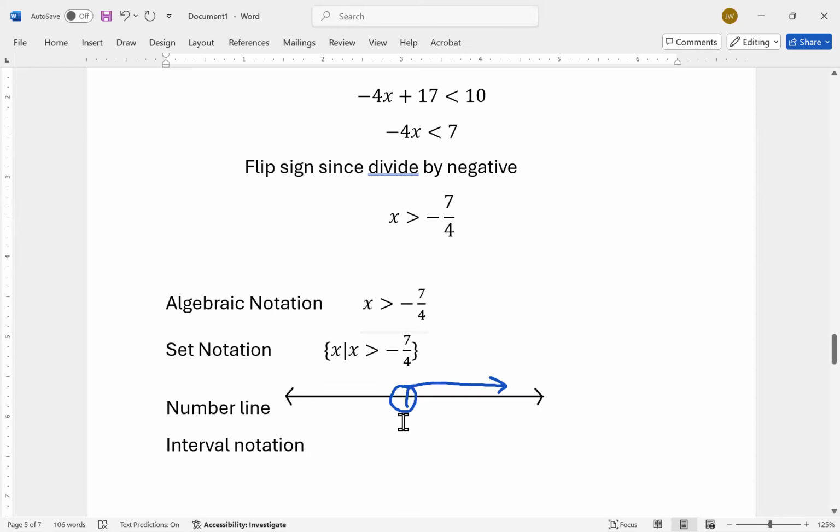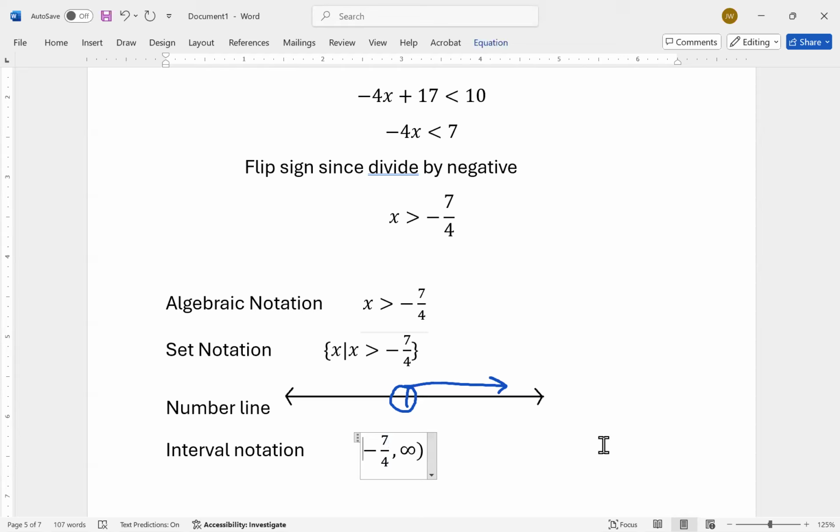I didn't write down the number -7/4, but it's right there. And then with the interval notation, in this case, my lowest value is -7/4. My upper value is positive infinity. You can just write infinity. Infinity always has a parentheses with it.